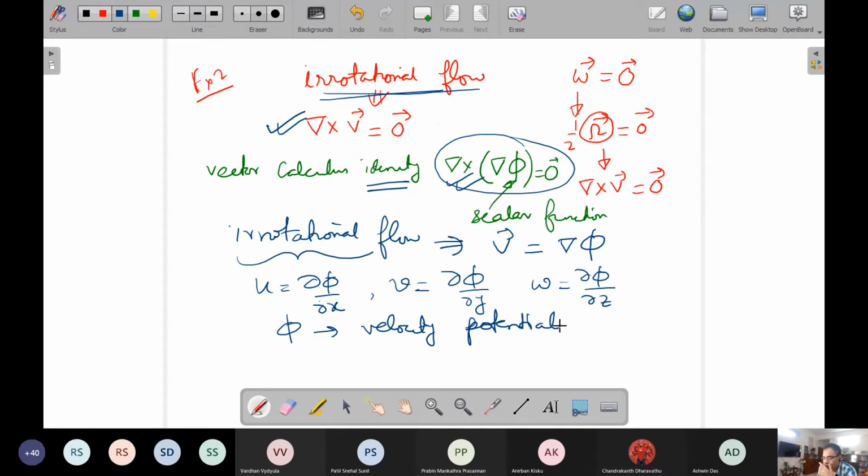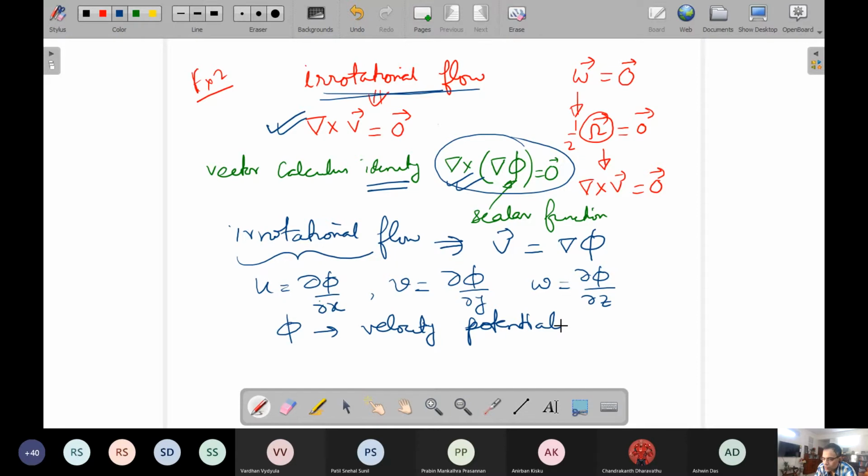And in fact, the flow where the velocity potential exists, see, in all flows, velocity potential will not be existing. Only for irrotational flow, it will be existing. And if the velocity potential exists, it is called a potential flow. We will have one chapter towards the end of this course where we will be discussing the potential flows.